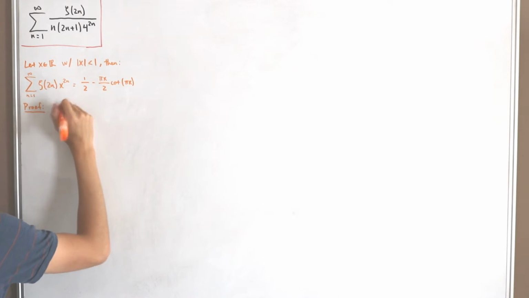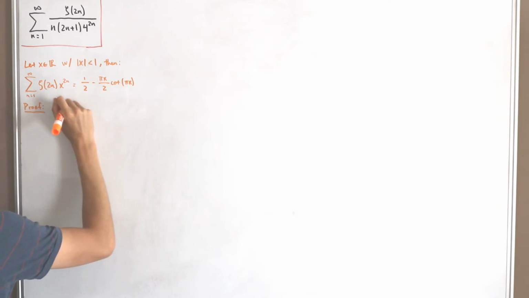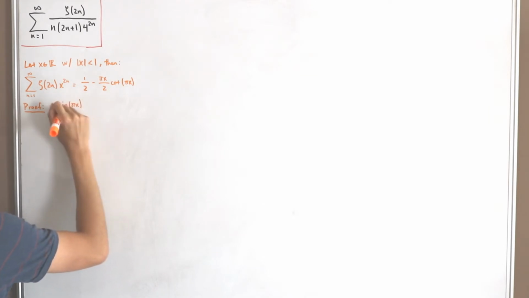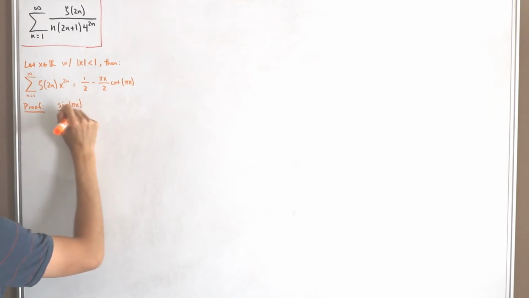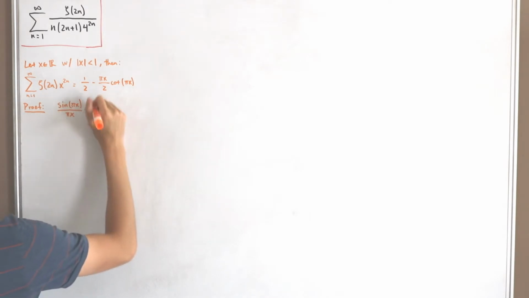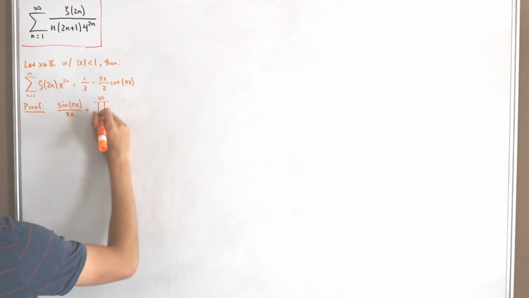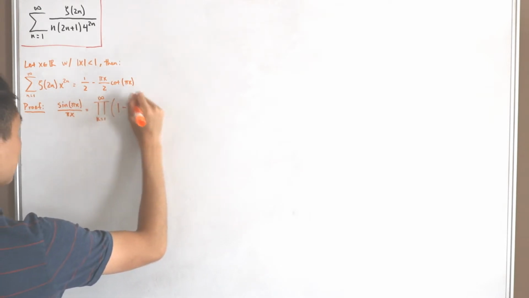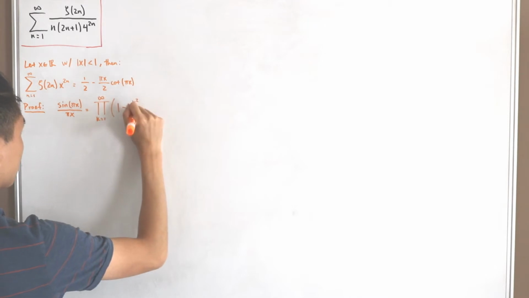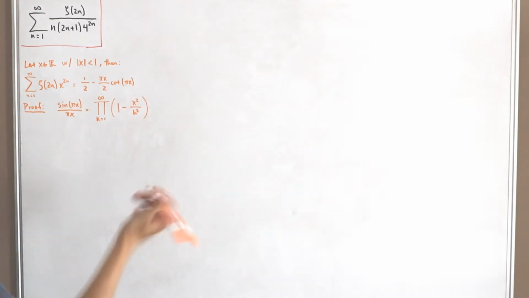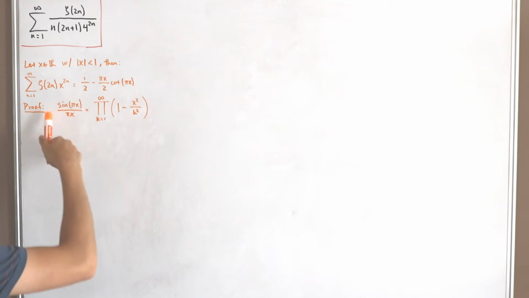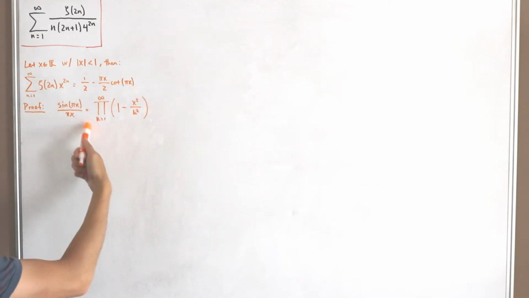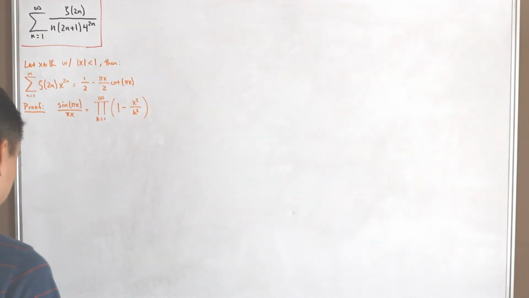So when we do that substitution, we have sine of pi x divided by pi x, which is equal to our infinite product, going from k equal to 1 of 1 minus x squared divided by k squared. So I simply replaced the inputs with pi x, and coming down all together, we get the exact formula over here.